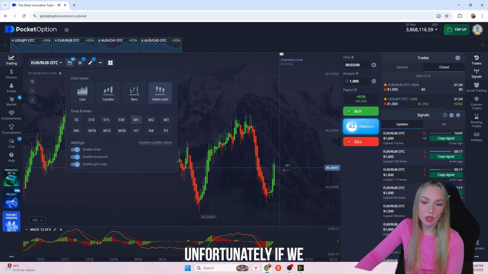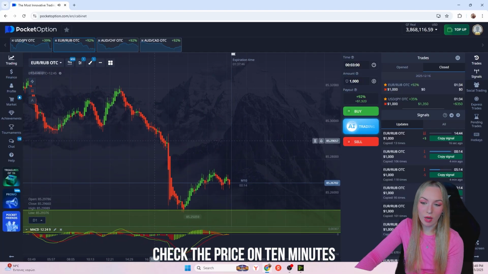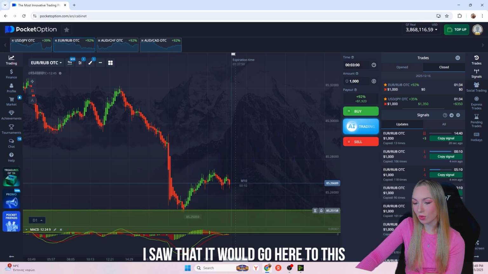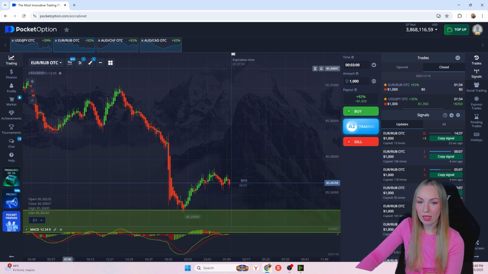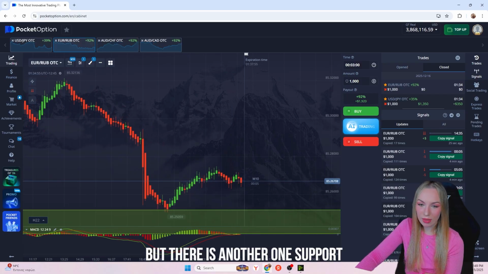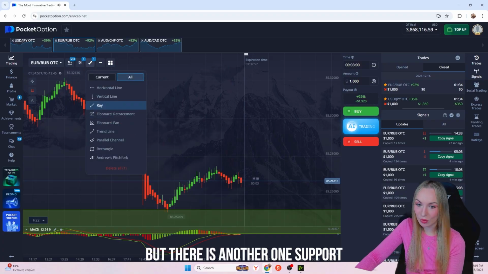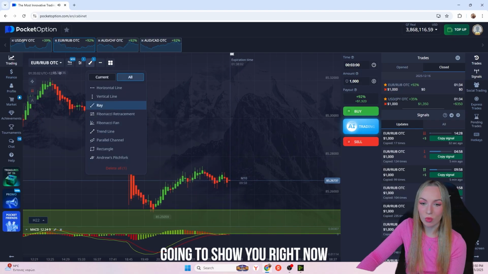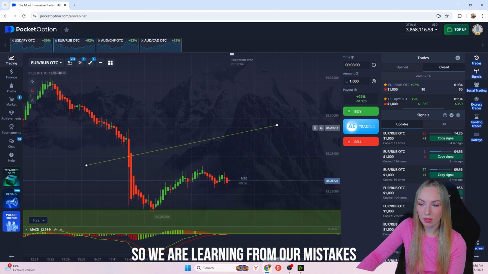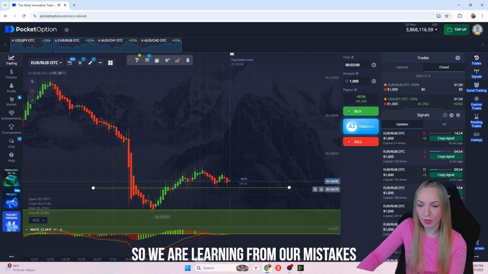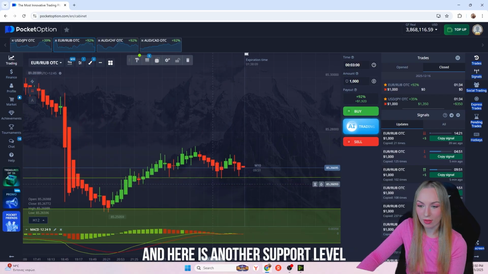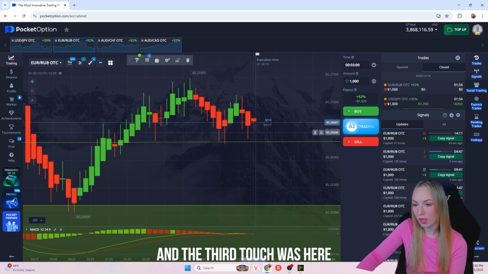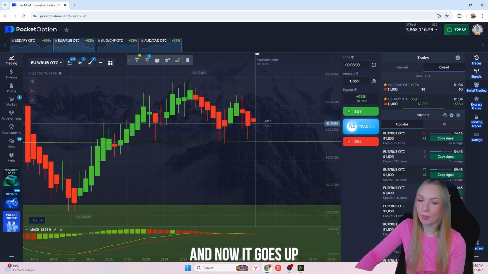Yeah, unfortunately, if we check the price on 10 minutes, I thought that it would go here to this support level, but there is another support level that I didn't notice, which I'm gonna show you right now. So we're learning from our mistakes, and here is another support level, and it was 1, 2, and the third touch was here, and now it goes up.